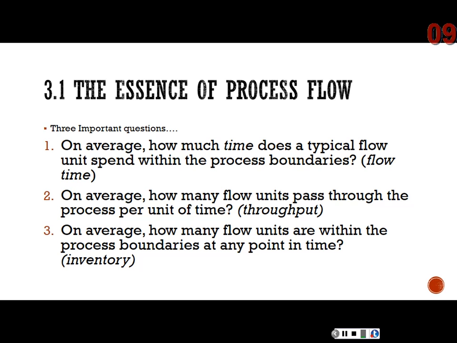Okay? The thing we'll get to with Little's Law is if you know any 2 of these measures, you can calculate the third, okay? And a lot of times you can almost always come up with 2 of them. The third one might be more difficult to capture, so you do the analysis using Little's Law, okay? Okay, so throughput. On average, how many flow units pass through the process per unit of time? On average, how many flow units are within the process boundaries at any point in time, okay?